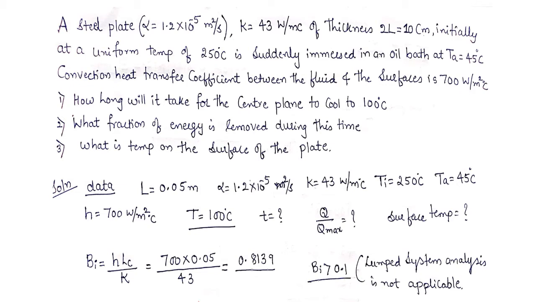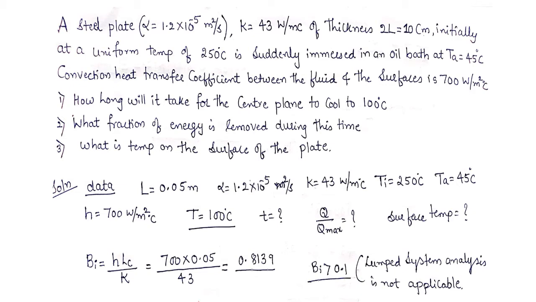So initially the steel plate is at a temperature of 250 degrees centigrade and it is suddenly immersed in an oil bath at a temperature of 45 degrees centigrade. Convection heat transfer coefficient is already given. Thermal conductivity is given. Thickness 2L itself is 10 centimeter. So now let me go for solving the problem.